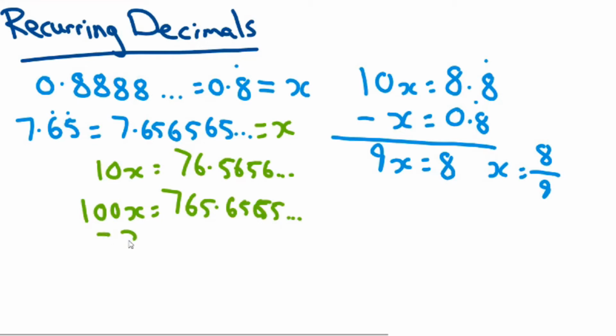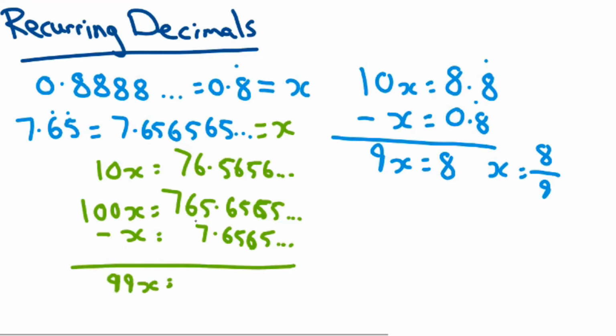So you do the minus to your regular x, so minus the 7.6565, and together that's going to give you 99x on the left. Now, the 765 minus the 7 is going to leave you with 758. Then again, as before, everything after the decimal point has now cancelled with itself, leaving you with just 758. So, x then will be 758 divided by 99.